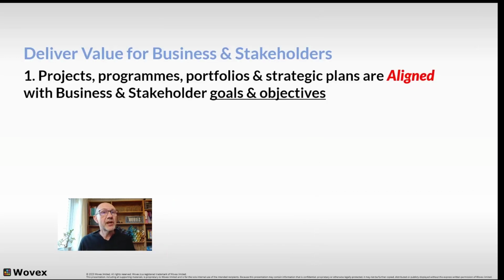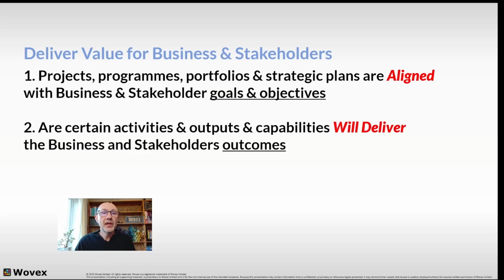So now just to summarise that, benefits realisation is around delivering value for the business and for the stakeholders. And the three areas are making sure that what we do, the plans, the programs, etc., are aligned with what the business and stakeholders want, their goals and objectives. We're certain that the activities and outputs and capabilities will deliver the outcomes.